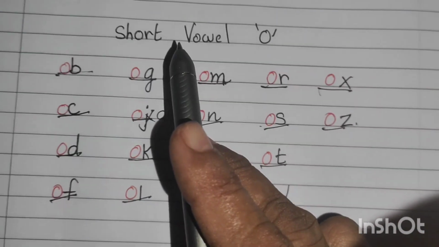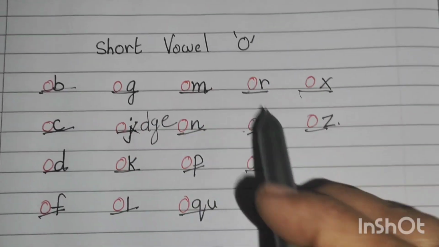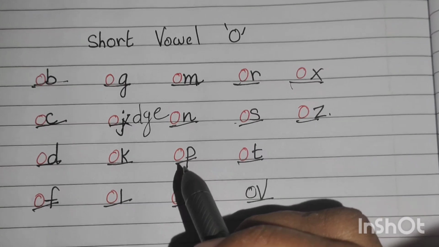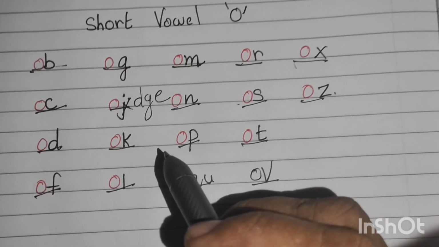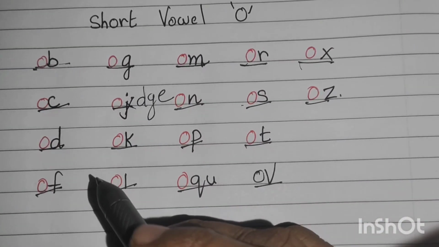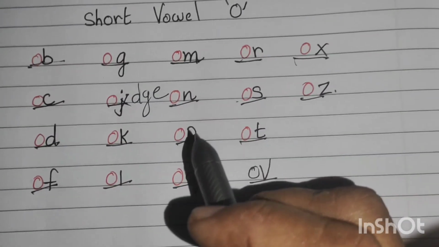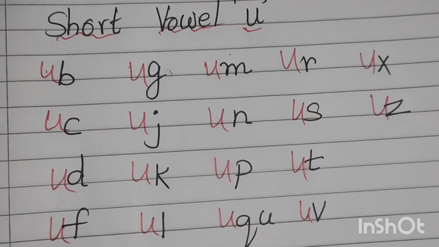So keep it in mind. Short vowel O has two sounds. These sounds we make use of while reading words. These sounds come in the beginning of a syllable or at the end of a syllable. Here is a list of short vowel U.